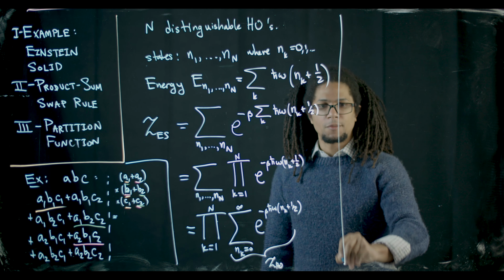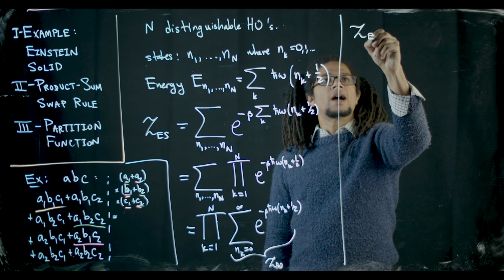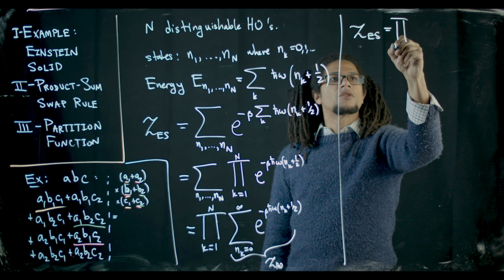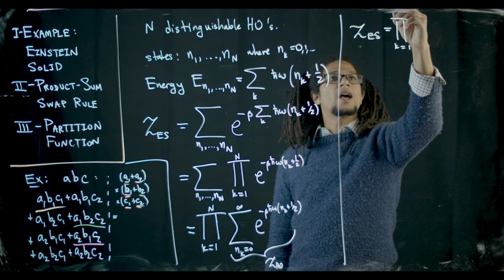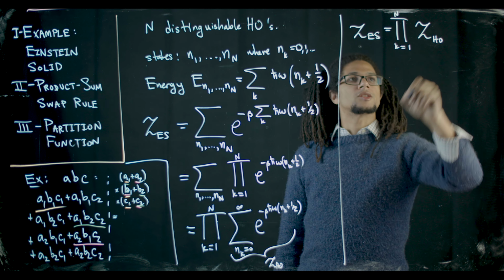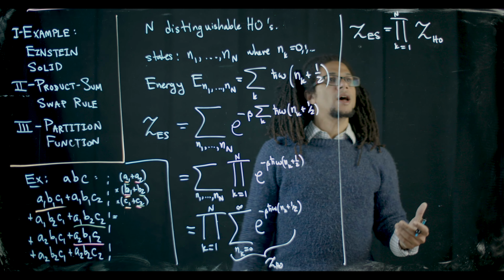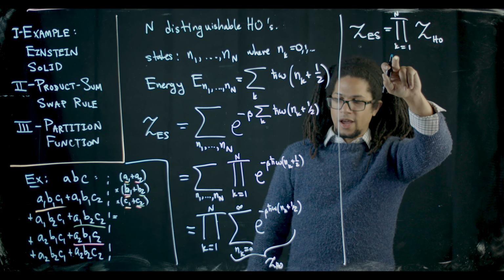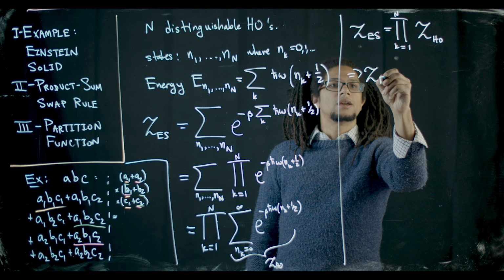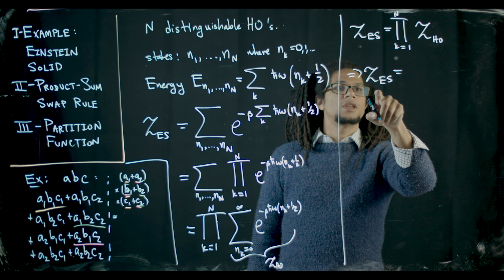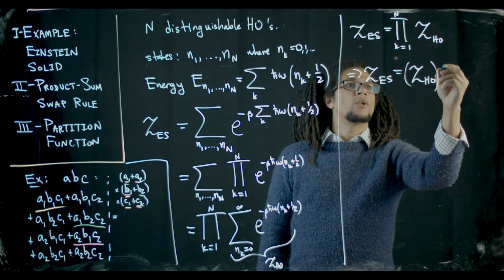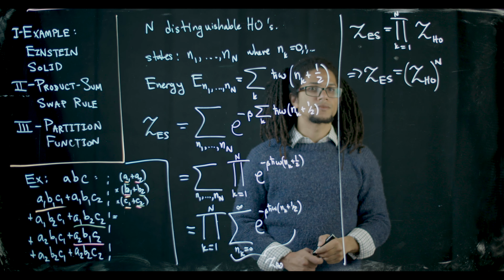So let's bring this back up here. The Einstein solid's partition function is exactly the product from k goes from 1 to n of the single particle harmonic oscillator partition function. But look, this doesn't depend on k in any way at all. So that implies that the partition function for the Einstein solid is exactly the partition function for the harmonic oscillator raised to the nth power.